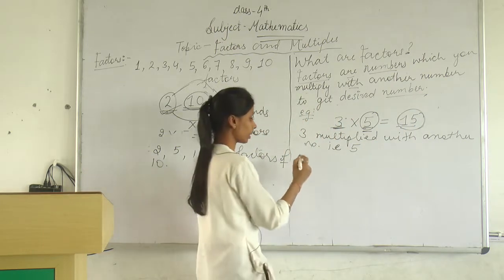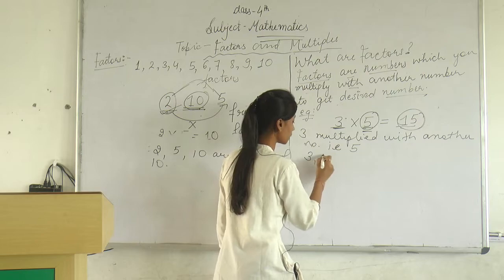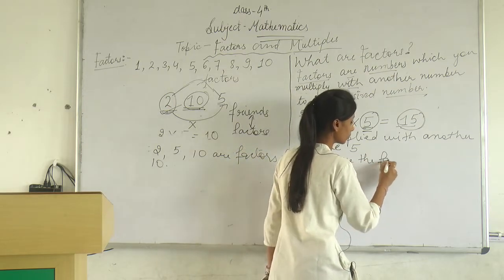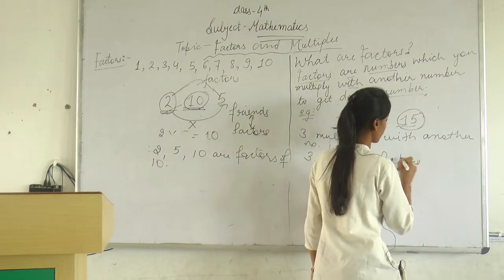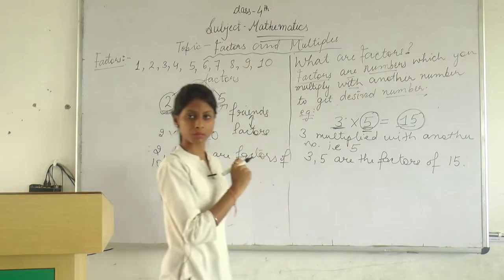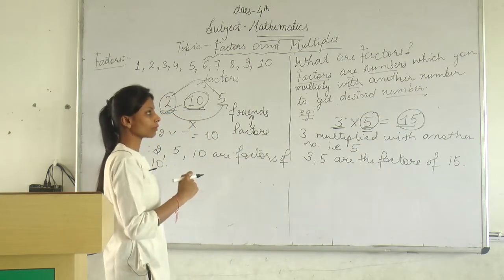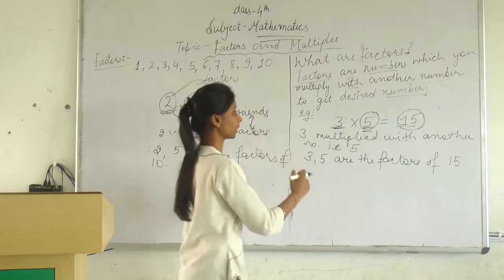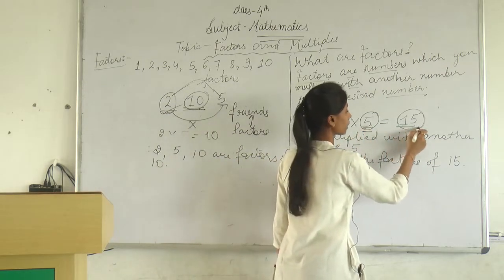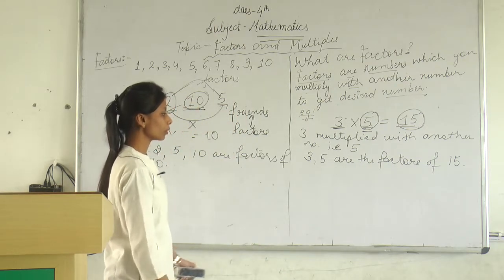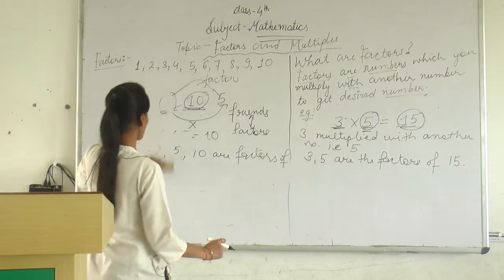Now we can say both the numbers 3 and 5 are the factors of 15. So what are the factors? Factors are numbers which you multiply with another number to get the desired number. Clear all of you? So moving on to the next.